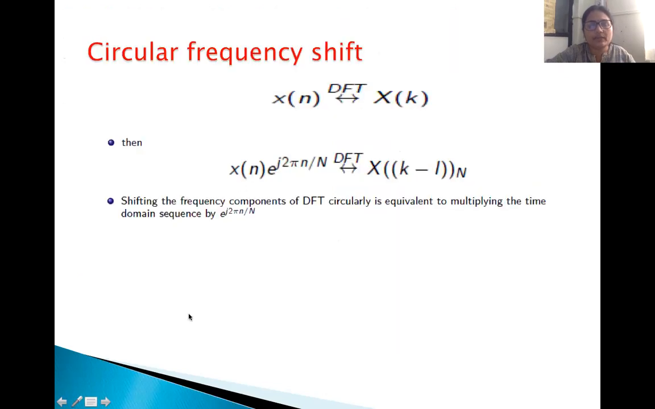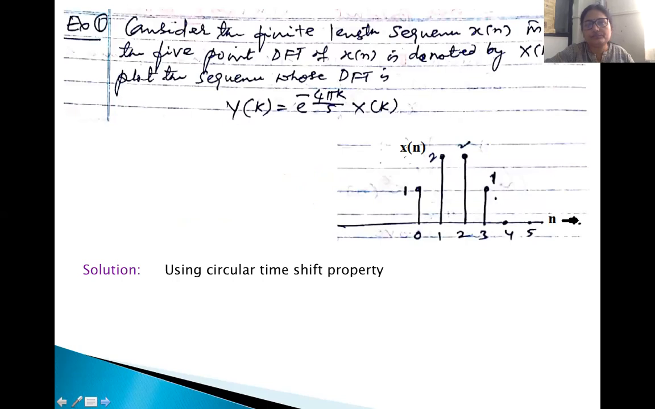Here, multiplication of the sequence by the exponential term results in shifting of the sequence in the frequency domain. We'll see with the example. Here, this is a finite duration sequence. Now, the reverse is also there. We'll see that reverse.